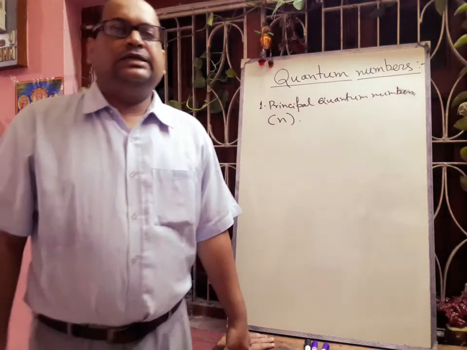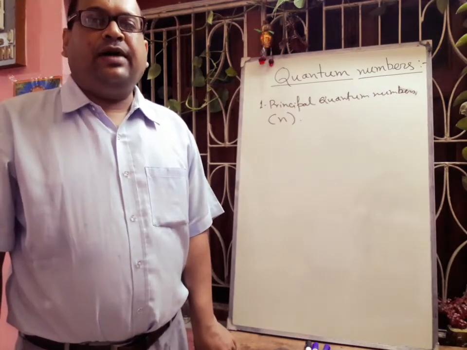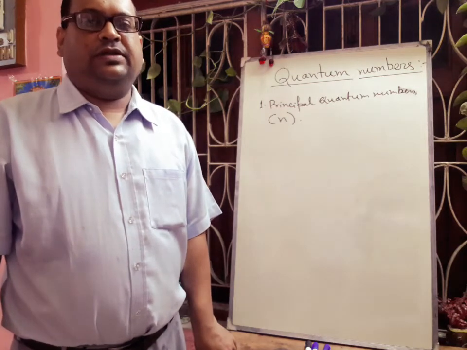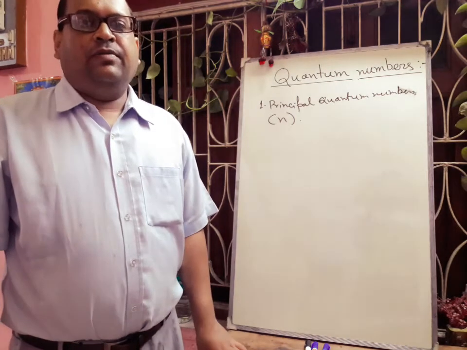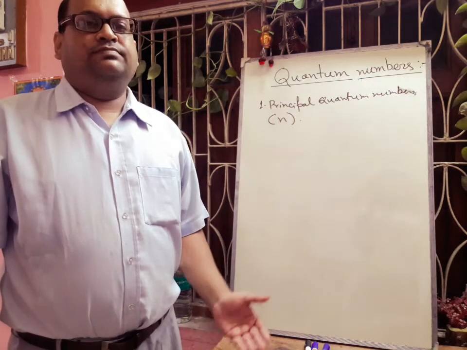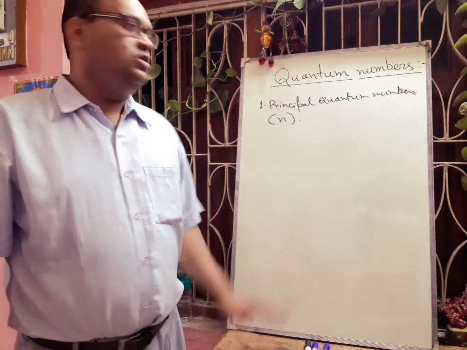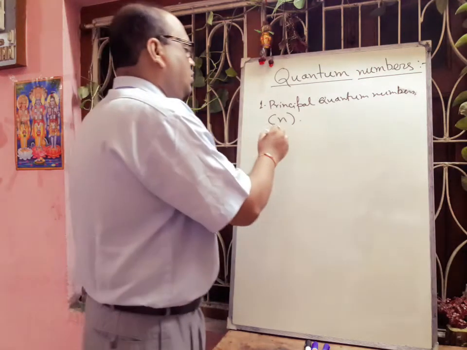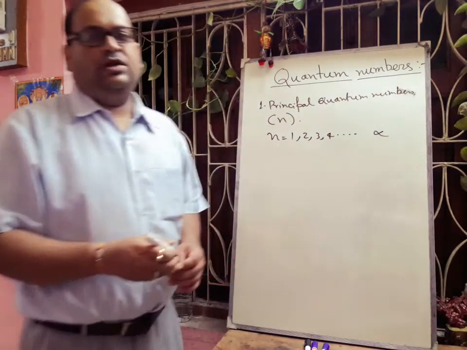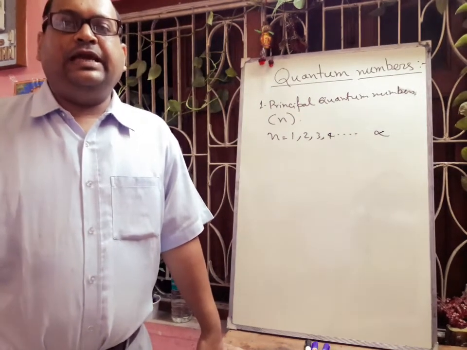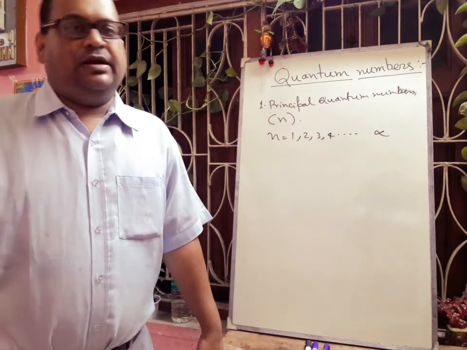This quantum number is designated by n and gives the number of the major energy level, shell or orbit to which the electron belongs. It can have positive whole number values. It cannot be 0, that means excluding 0. So the value of n will be 1, 2, 3, 4 and so on, up to infinity it is possible. So n can have infinite values, and it is called the principal quantum number.